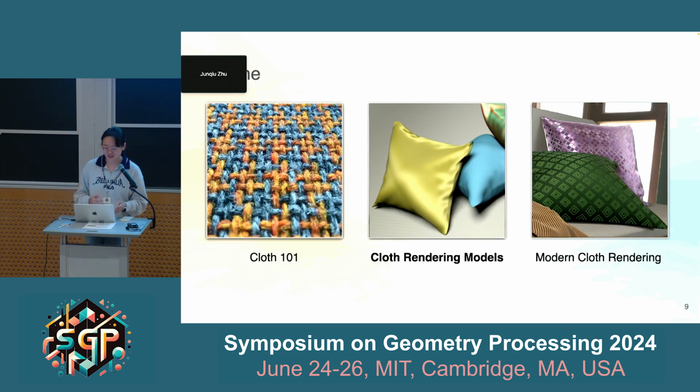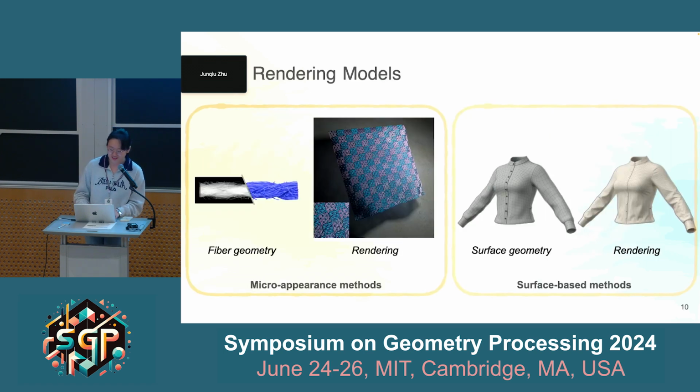Now I will introduce some traditional and classic cloth rendering models to show how they render cloth. So the cloth rendering methods can generally be divided into two categories. The first category is based on microappearance. These methods require modeling the finest fiber geometry and rendering the detailed geometry, which overlaps with the CAD-CG area. They precisely render multiple scattering and lead to a very realistic appearance. The second category is surface-based. This method is very simple because it only needs the surface geometry and some texture maps as input.